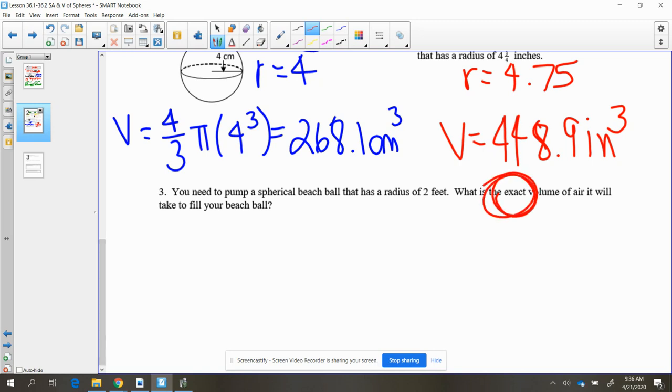Okay. Now, number 3, we have to be careful because they are asking us for the exact volume here of our spherical beach ball. So we've talked about exact values before, but reminder, with exact values, you are not typing pi into your calculator. You are just going to leave pi with your final answer.